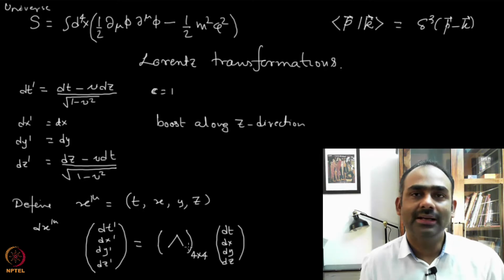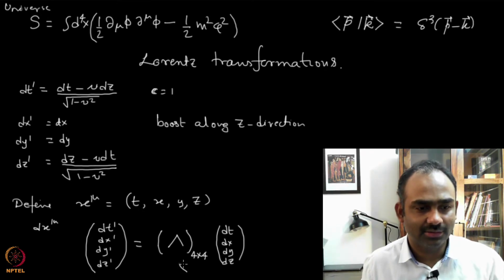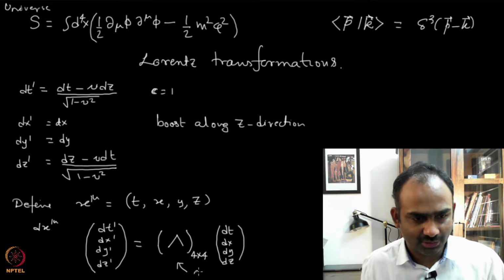Note that the matrix lambda is a constant. The entries involve only things like 1 over root 1 minus v squared or v over root 1 minus v squared. So this is a constant matrix.